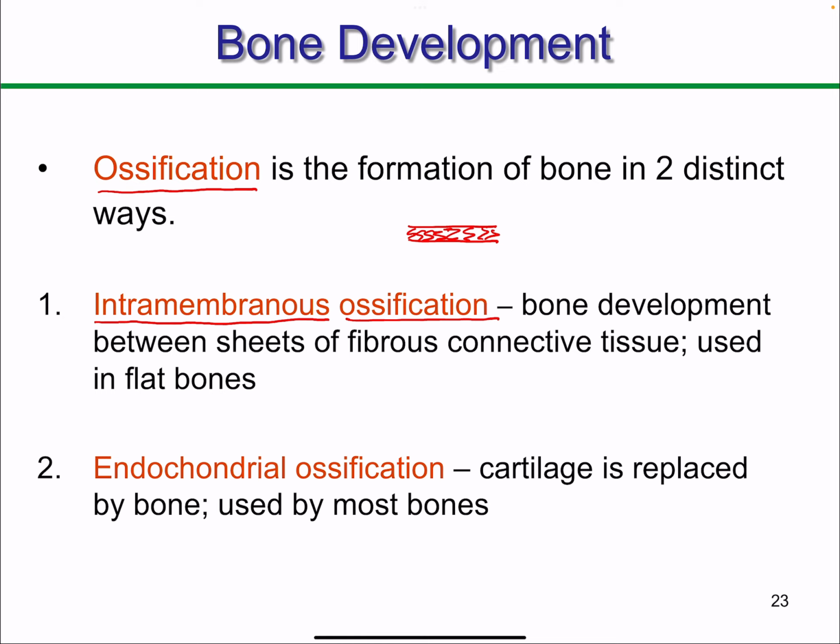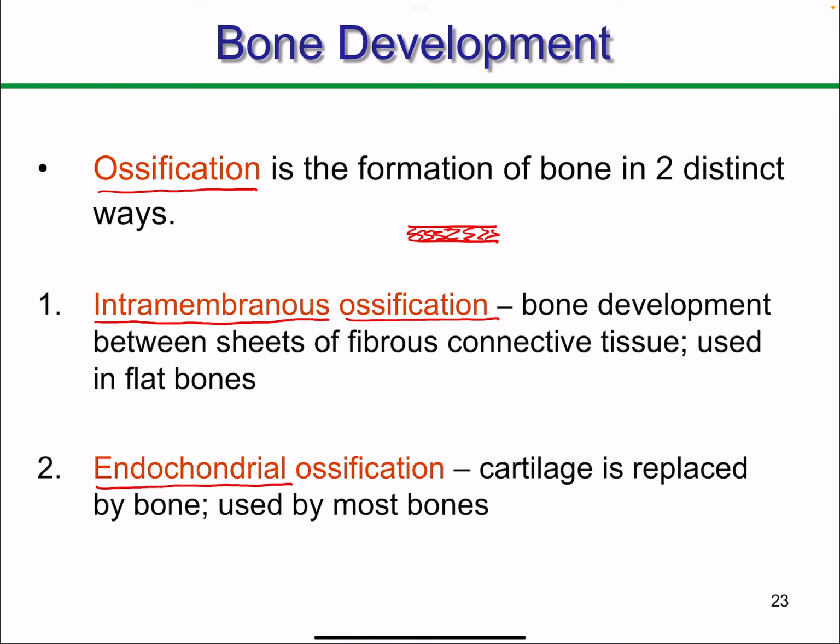This is membranous ossification. This type of ossification is important for flat bones. Think, for instance, of the bones that make up the cranium, right? The parietal bone, for instance, the temporal bones, the occipital bone, they are all flat bones, right? These bones are all made via intramembranous ossification, okay? Then you do have the endochondral ossification.